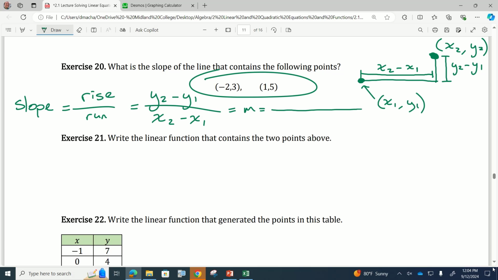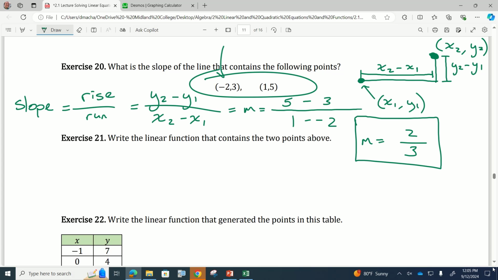And so this would be 5 minus what? 3. And then 1 minus what? Negative 2. 5 minus 3 is positive 2. 1 minus negative 2 is 3. So the slope here is 2/3. If you have a line that contains those 2 points, then that line has slope 2/3.